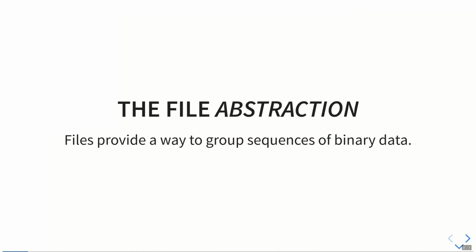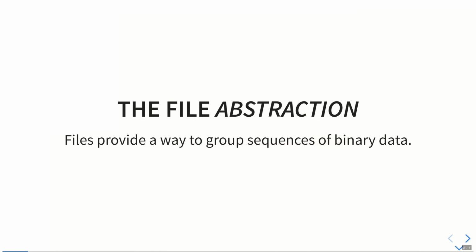And so the main thing to take away here is that files are not some physical thing that lives on disk. They're an abstraction. They're a way to group sequences of binary data. That's basically all files are. There's no naming. There's nothing hardware specific. There's no file formats.